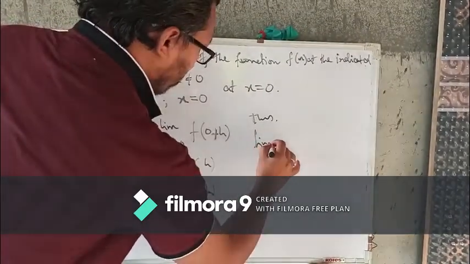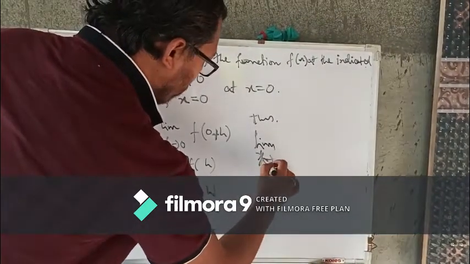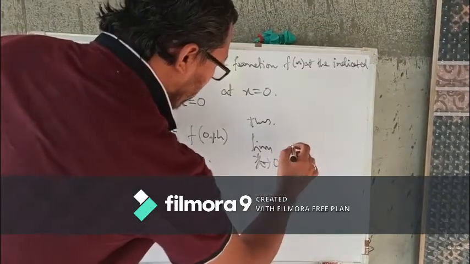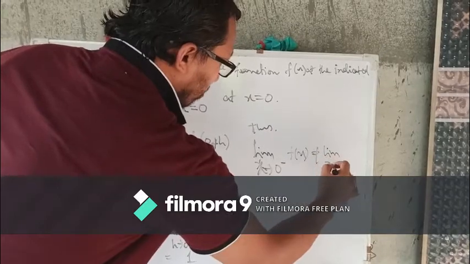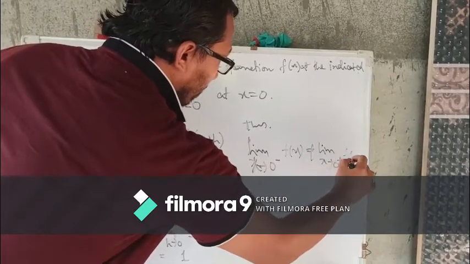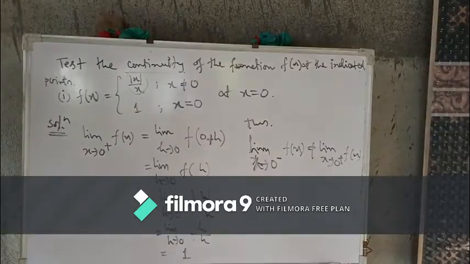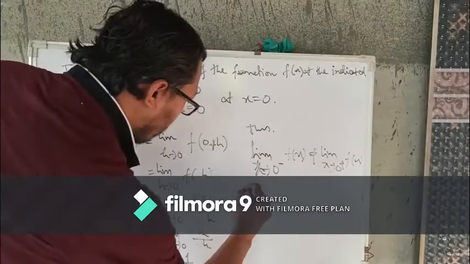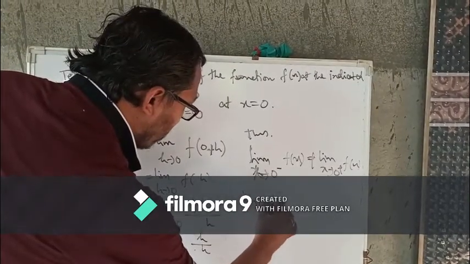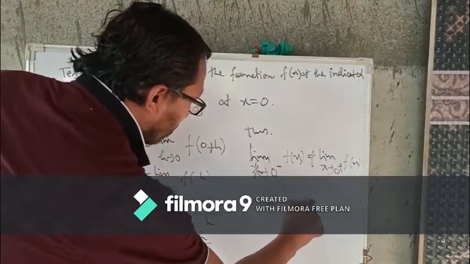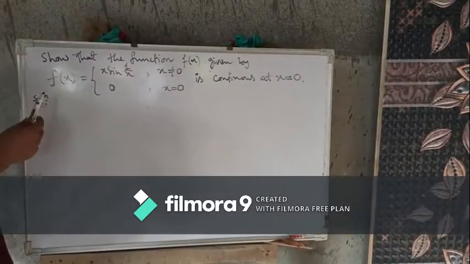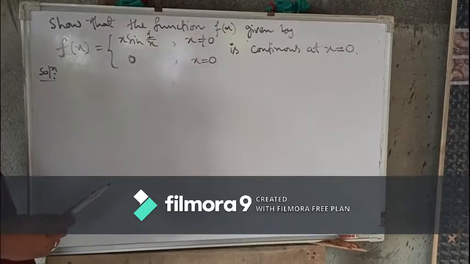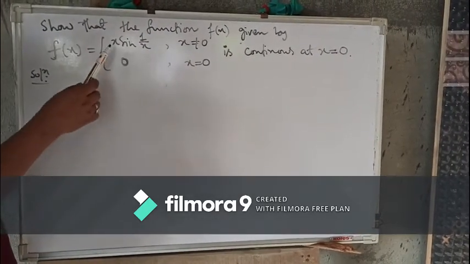Thus we have seen that the limit x tends to 0 negative, the left hand limit, is not equal to the right hand limit. That means the function is discontinuous at x equal to 0.